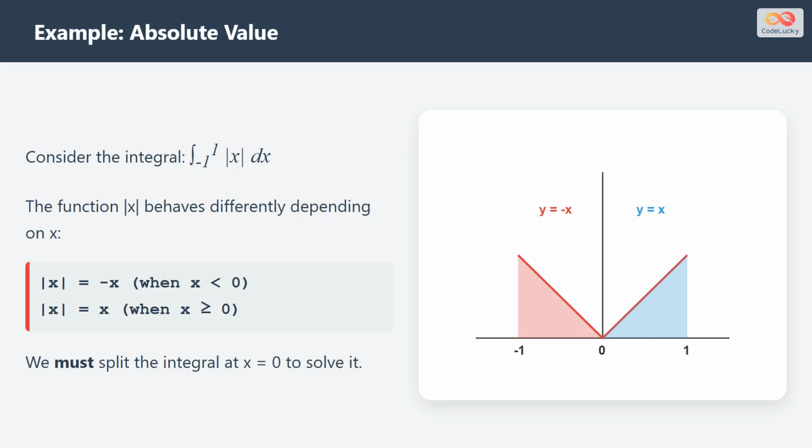Let's look at a concrete example using the absolute value function. If we want to integrate the absolute value of x from -1 to 1, we face a problem. The function equals -x on the left side and +x on the right side. We cannot use a single antiderivative for the whole interval.